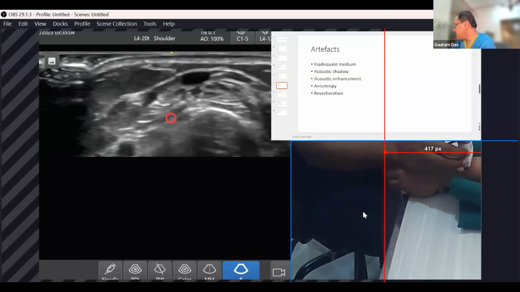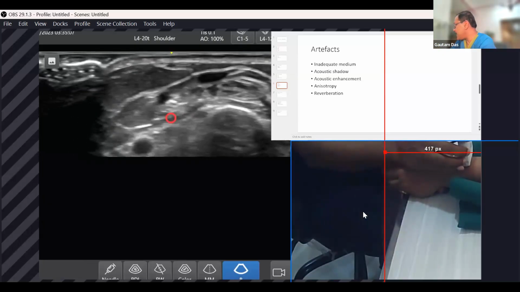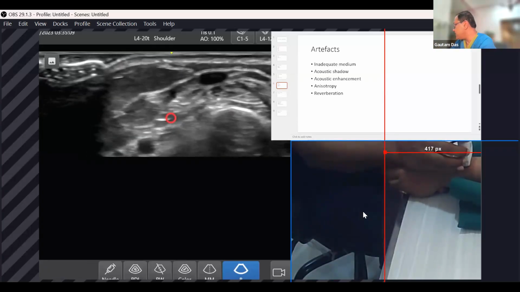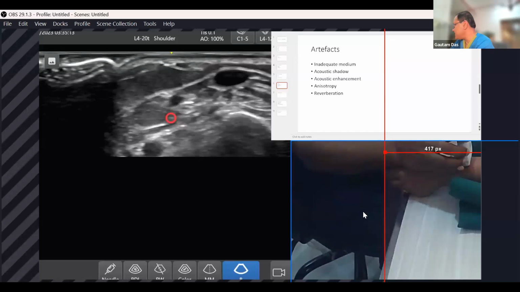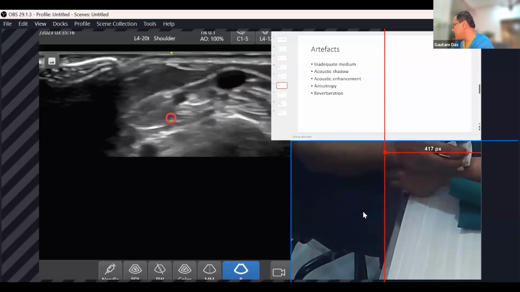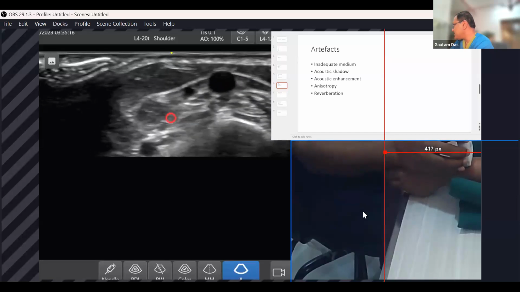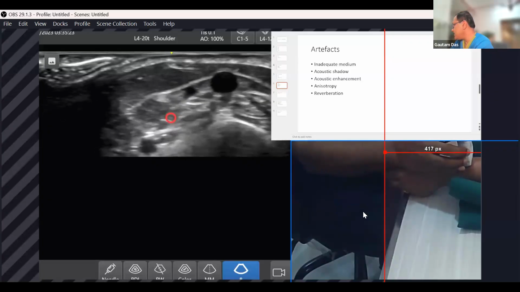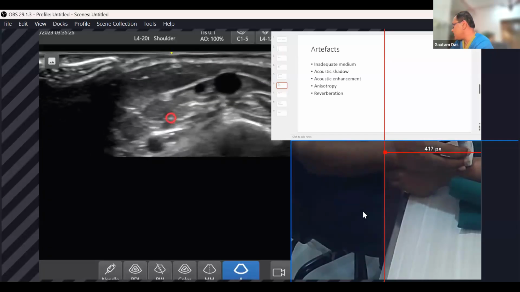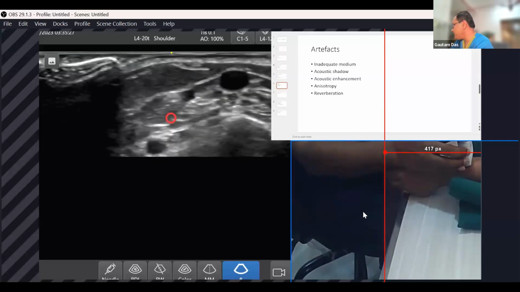Can you see some black honeycomb-like appearance just below the cephalic vein? So that is now seen much brighter because of the acoustic enhancement. So this is acoustic enhancement. Can everybody appreciate my superficial branch of the radial nerve just below the cephalic vein?